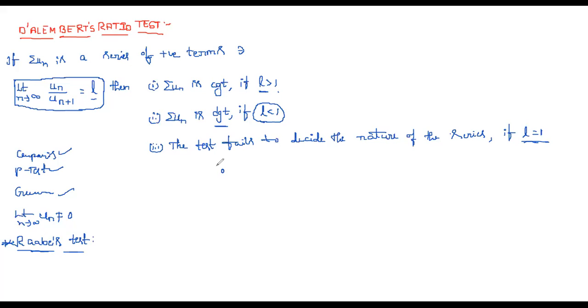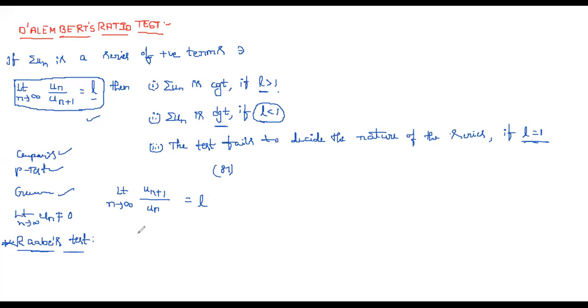Or you can use another condition also. Here you can use limit n tends to infinity u_n by u_(n+1) is equal to L, or simply you can apply u_(n+1) by u_n. Either you can use this condition or this condition for the ratio test: limit n tends to infinity u_(n+1) by u_n is equal to L. Here you can use this condition for saying the nature of the series.